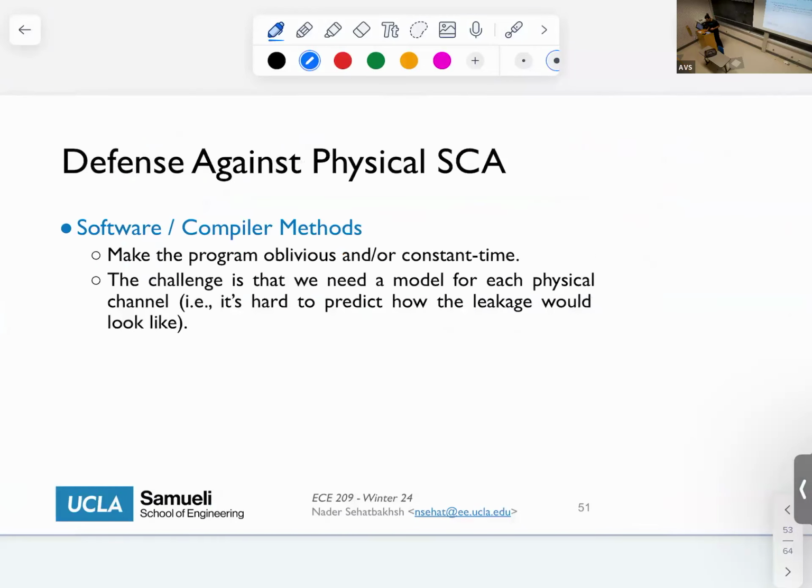Okay, I think we talked about most of the things. So the first thing, as you said, is making things oblivious or constant time. This is mostly at the software or compiler level, right? So your algorithm has to be oblivious to the secret. Of course, the challenge is that we need a model of the actual physical signals, so that we know whether, if I do this activity versus that activity, they are different or not. But there are lots of works, especially at the software and compiler level, that try to make the program either what we call constant time or oblivious to these types of attacks.